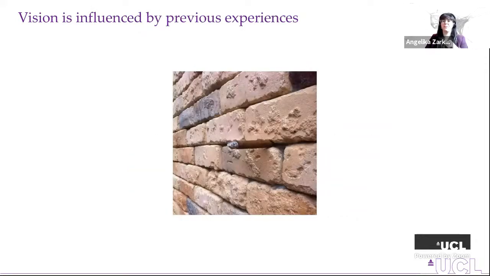And another really good example of how previous experiences influence the way we perceive visual information is the picture of this brick wall. So I just wanted to take a moment here and look at this picture carefully and think whether you can see any objects within this photograph or whether it's just a brick wall. So some of you may be able to see an object. Oops, I gave it away. But some of you may just be able to see a brick wall.